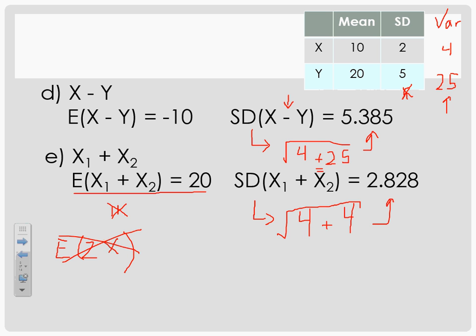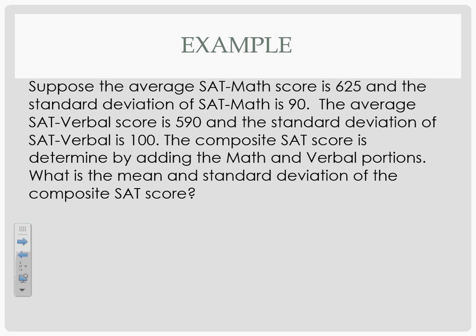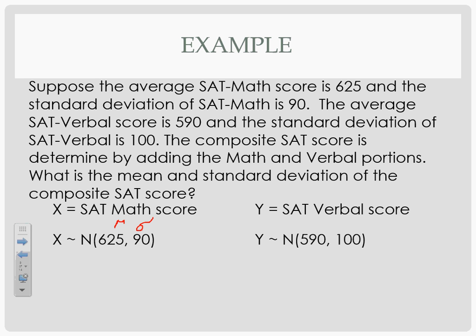So a real-world example really quickly before we close this video out. So suppose the average SAT math score is 625 with a standard deviation of 90, and the average SAT verbal is 590 with standard deviation of 100. So let's find the mean and standard deviation of composite scores. So let's say X is going to be defined as math scores. They're normally distributed. Remember, this is mean, and this is standard deviation. And then Y, verbal scores, normally distributed around 590 to 100.